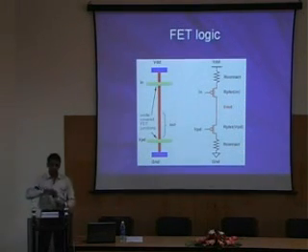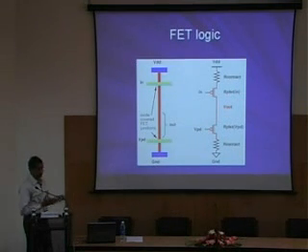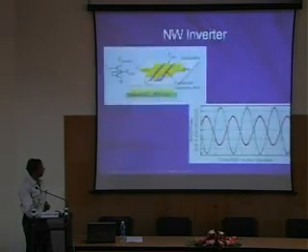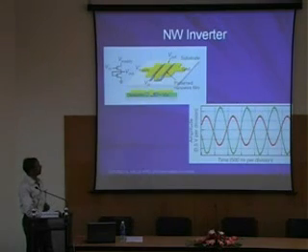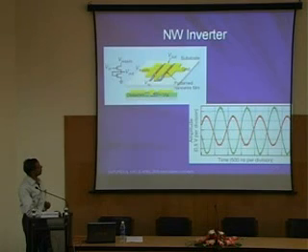Once you have these vertical nanowires, you can actually build your logic circuits. I have shown here a simple example of an inverter which can be made by simply using these vertical nanowires. This is another example of Charles Lieber's work where they have used the horizontal nanowires in order to build a simple inverter. These are the characteristics.